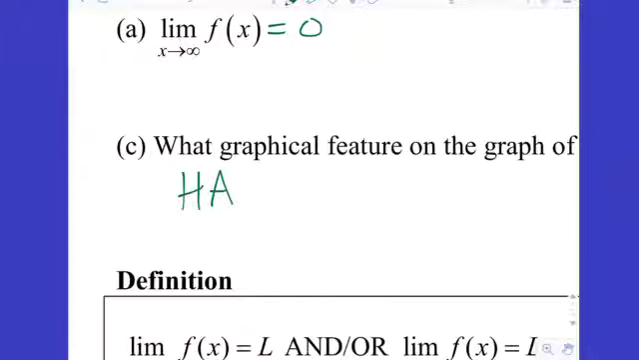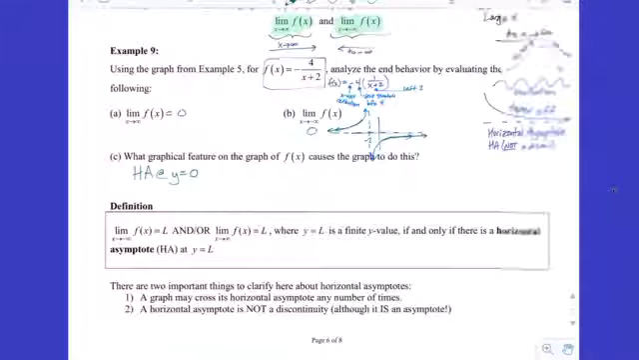Now we're going to list it. A vertical asymptote is always of the form x equals, because a vertical line is of the form x equals. A horizontal asymptote is a horizontal line, and every horizontal line is of the form y equals a number. So it's going to be at y equals 0. If you just put horizontal asymptote at 0, that would be a misstatement. It's a horizontal asymptote at y equals 0. And it's affecting the graph on both ends.